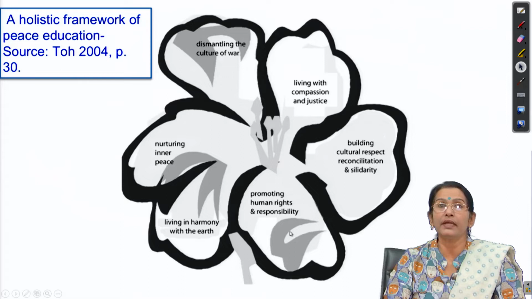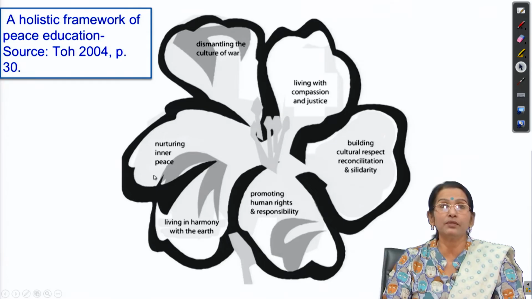Similarly, promoting human rights and responsibility, where we have already discussed how human rights and gender equality are very important. Then living in harmony with the earth, which means we have to take care of our ecosystem, especially with regard to climate change, pollution, air pollution, noise pollution, and water, that means taking care of water life and marine life. Then nurturing inner peace, both within oneself and within the community, there should also be intergroup peace, that means conflict resolution, negotiation, then better communication and interpersonal communication.